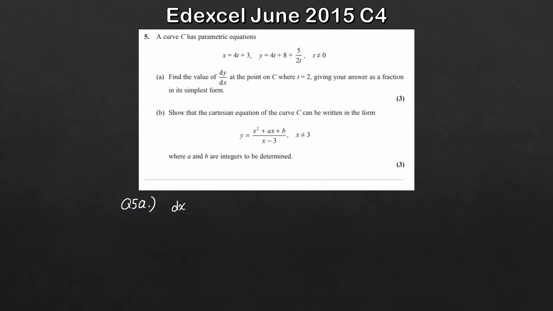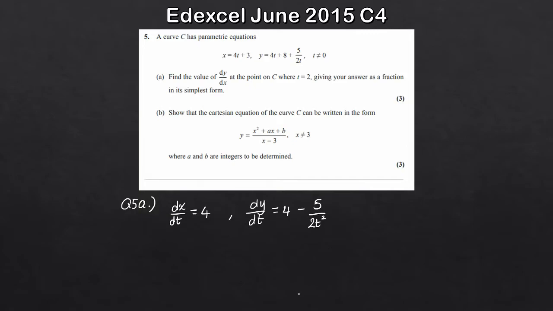So dx by dt, what's that going to give us? The differential of x with respect to t would simply be 4, because the differential of 4t plus 3 is just 4. Differentiating y now, so dy by dt, what would that give us? Well, that would be 4, and this 5 over 2t is going to differentiate to minus 5 over 2t squared. But you can think of it, if you prefer, as 5 over 2 times t to the minus 1, and differentiate it like that.